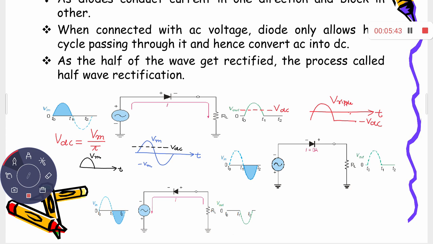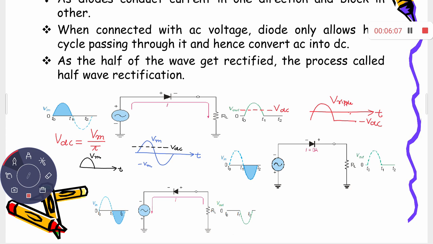Is it okay? This is minus VDC. But whenever it is called rectification, sometimes in your textbook you will study that rectification means AC to DC conversion. It's not like that. The output that you are getting, this black one, it's not DC. DC means it should be constant over time. But it is not constant.